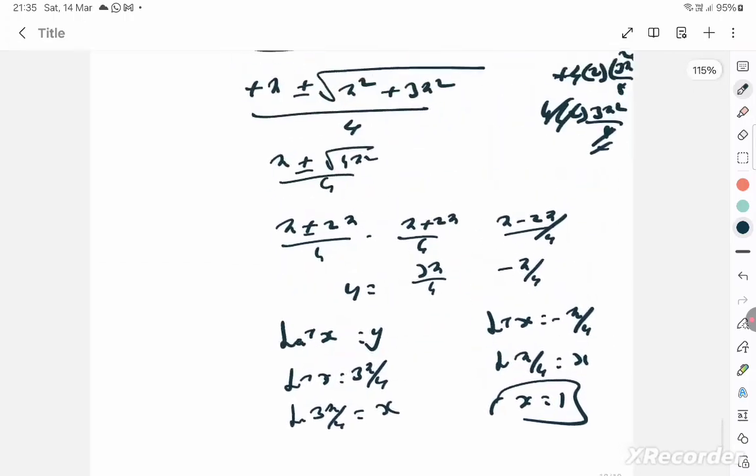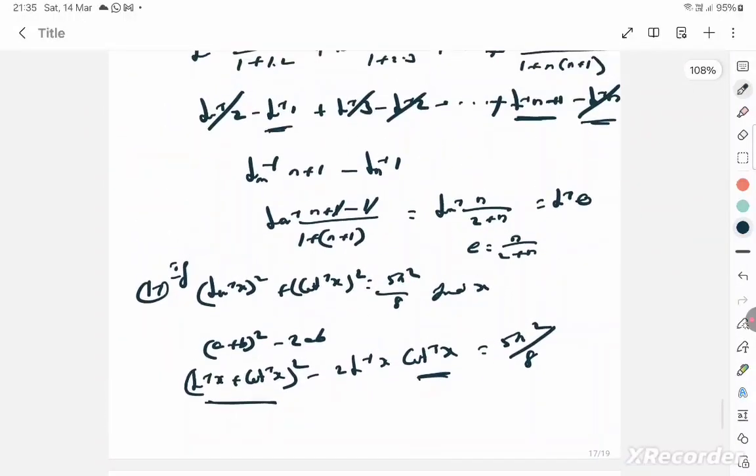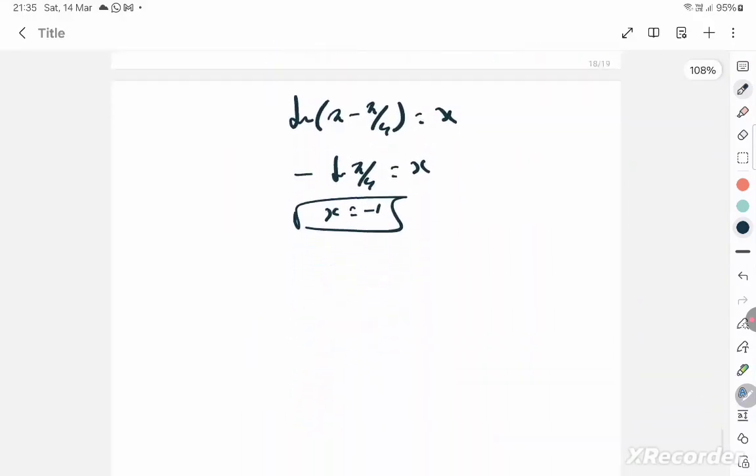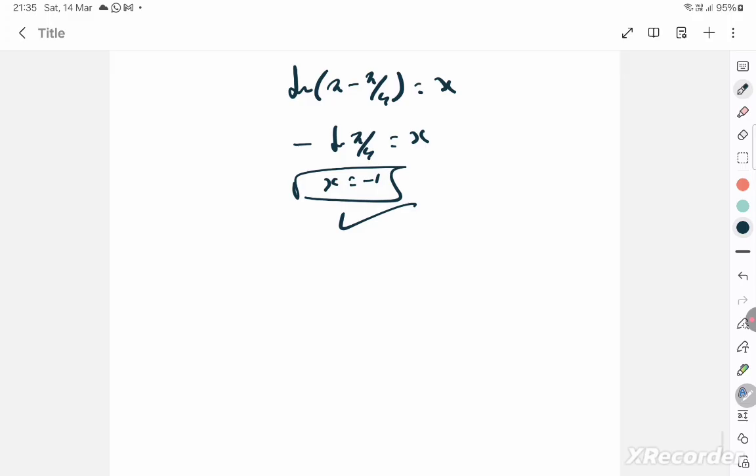When you get two different answers, always take them and substitute in the question and verify if it will satisfy. And whatever satisfies only should be the right answer. So when you substitute, you get x is equal to minus 1. That's about the 17th question. Let's go to the 18th question.